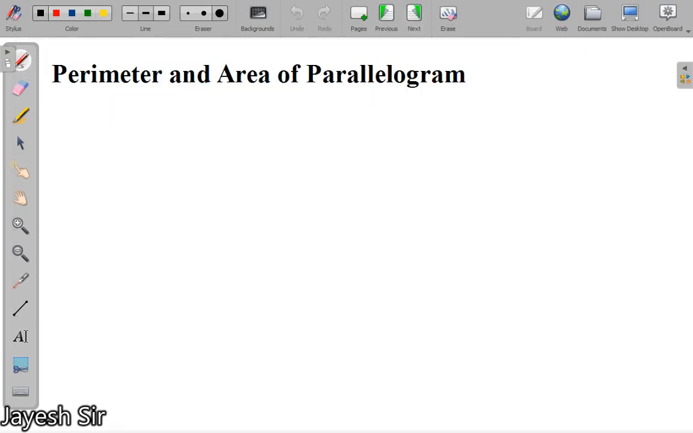Now moving on with the chapter, we have a few formulas remaining. As I informed you earlier, the remaining formulas I will be covering with the exercise. So this is for a parallelogram. First of all, let me draw the parallelogram so that you can remember what a parallelogram looks like.